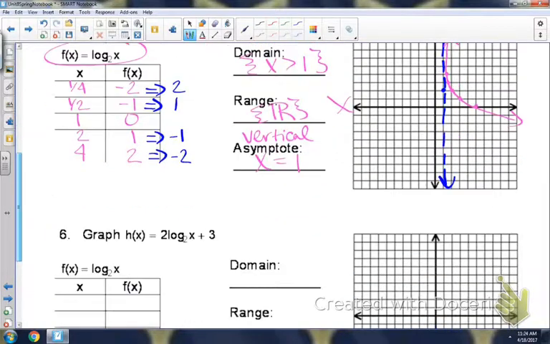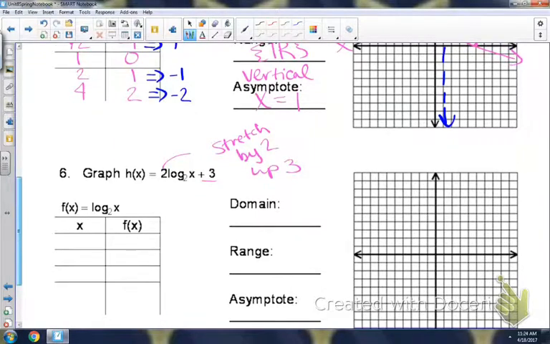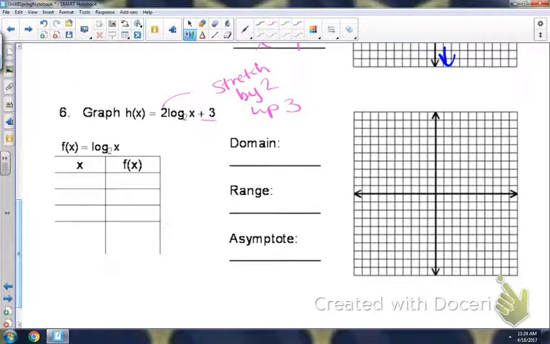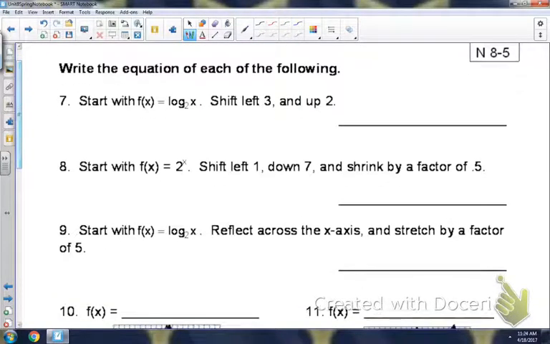Okay, I'm going to write down your transformations, and then I want you to try number 6 on your own. So you're going to have a stretch by 2. And then the plus 3, notice there's not parentheses, so that's going to be going up 3. So you will have to shift your origin up 3, and then you'll have to stretch your original y values by 2. So I want you to try that one on your own. You can press pause and then come back to it. Alright, let's look at the next page.